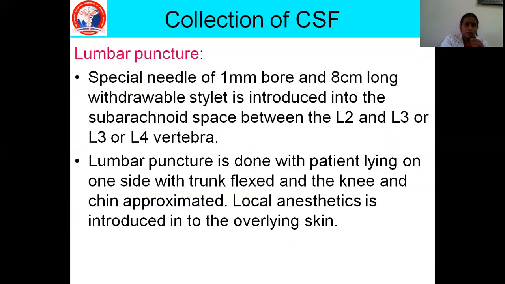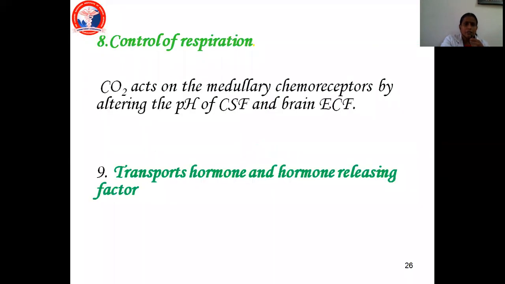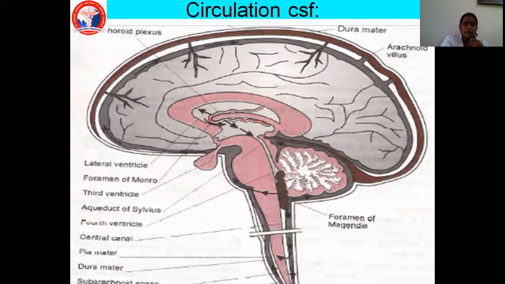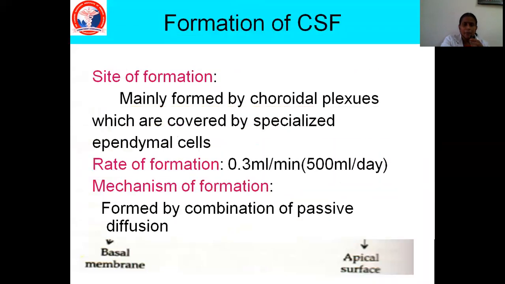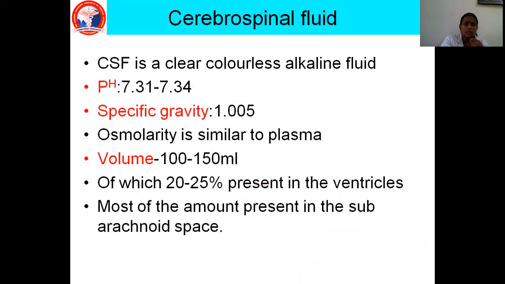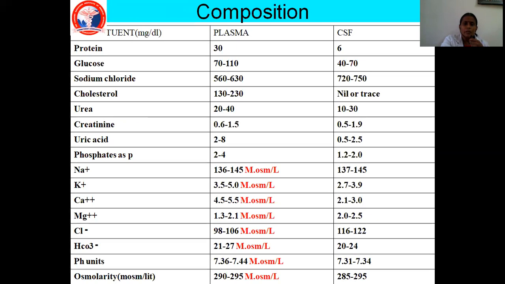So CSF is a fluid present in the cranial cavity that cushions the brain. Normal CSF is a clear, colorless, alkaline fluid, and the pH is 7.31 to 7.34. Specific gravity is 1.005, and the volume is 100 to 150 ml, out of which 20 to 25% is present in the ventricles and the remaining in the subarachnoid space.